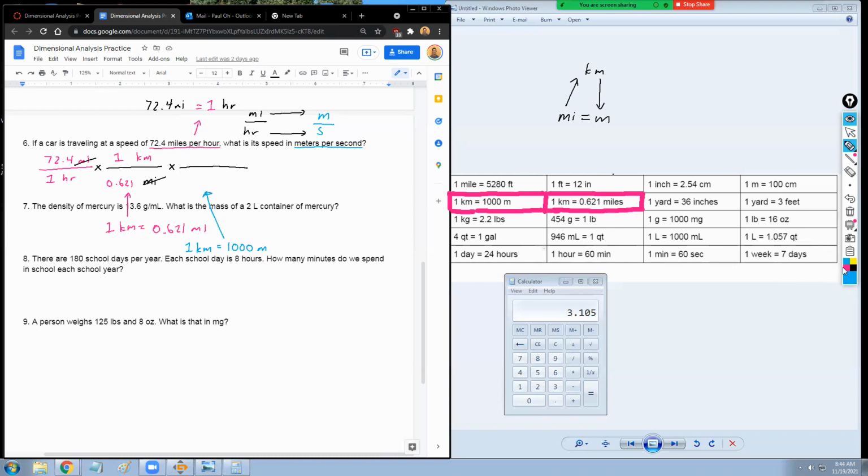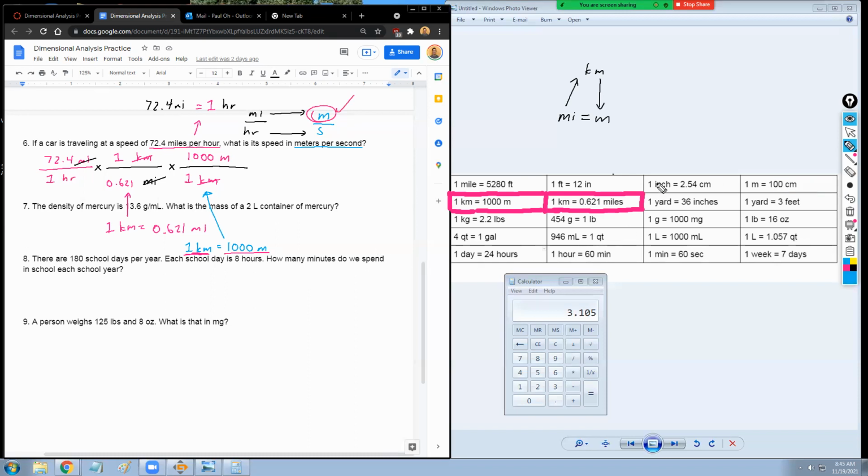I have kilometers on the top, and I want to get rid of kilometers. So I am going to put 1 kilometer on the bottom because that's what we have here. And that is equal to 1,000 meters. So we're going to put 1,000 meters on the top. The kilometers will cancel out. And now we have meters on the top, which is exactly what we want right here. So we're done with the meters. Now we just need to turn hours into seconds.